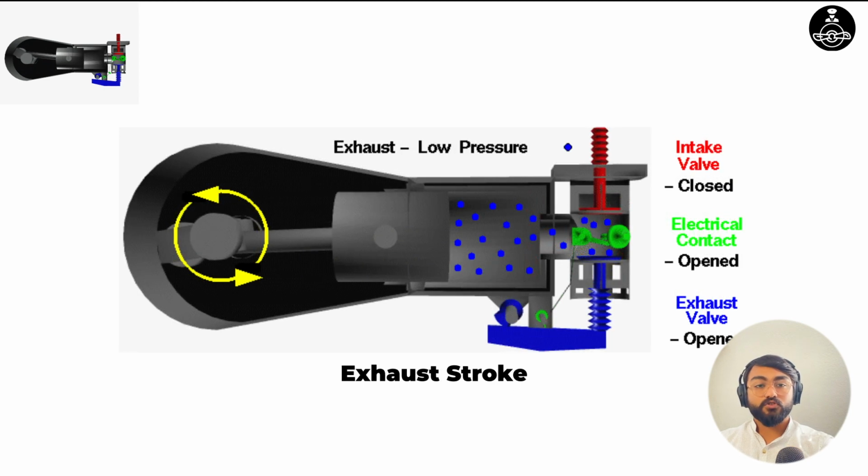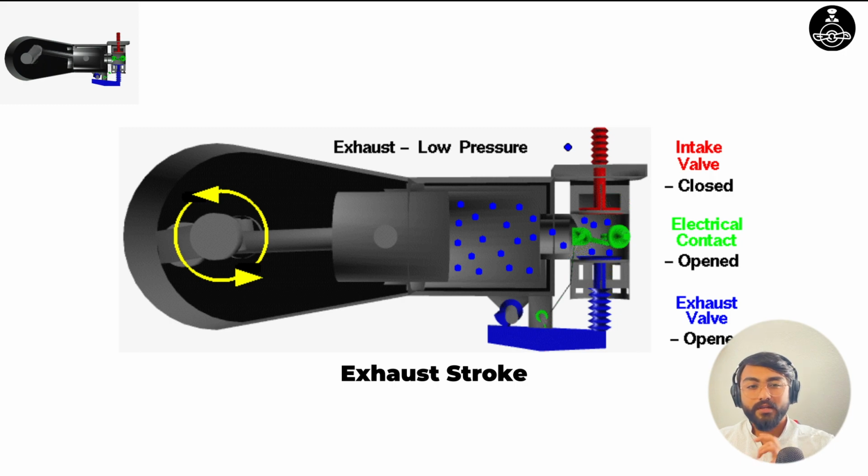Then comes the exhaust stroke, in which the piston comes back towards the top, and in this case the exhaust valve is open, which will allow the burnt combustion materials to go out of the cylinders. These are the four strokes of an internal combustion engine.